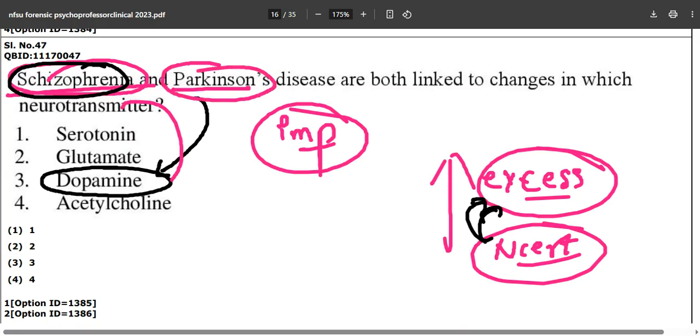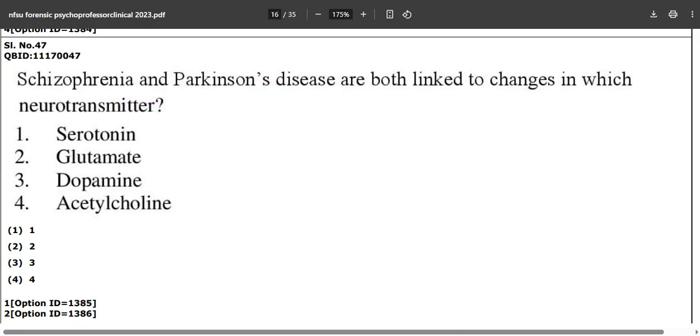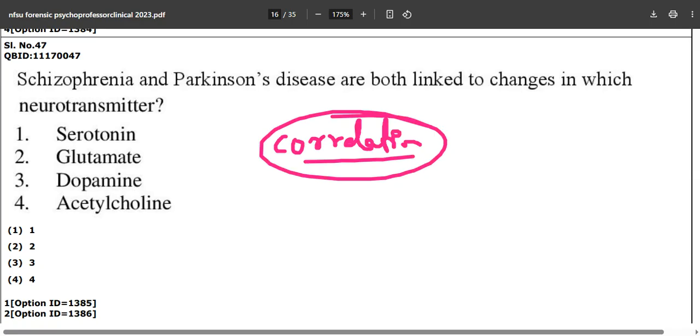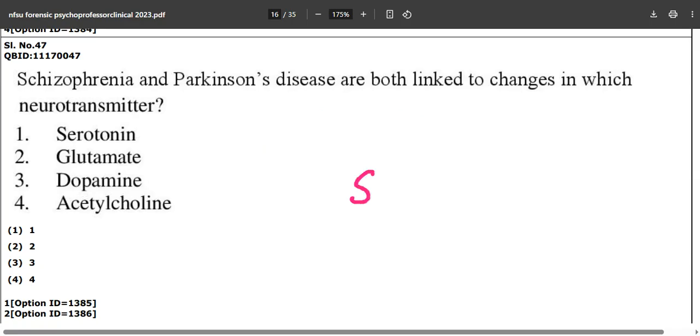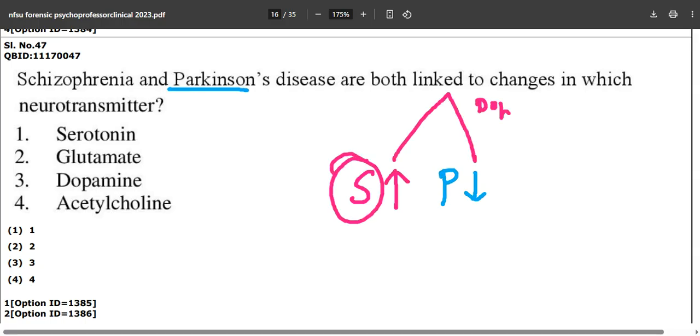And in Parkinson's it's just the opposite. Make sure that you remember the correlation as well. It is a negative correlation between schizophrenia and Parkinson's. So what is happening in schizophrenia? Dopamine will get high. This arrow signifies dopamine. In schizophrenia, dopamine will go high, giving you hallucinations and delusions. And in Parkinson's, dopamine will go low. Dopamine-producing cells will not produce that much dopamine, and you will become a victim of Parkinson's disease.